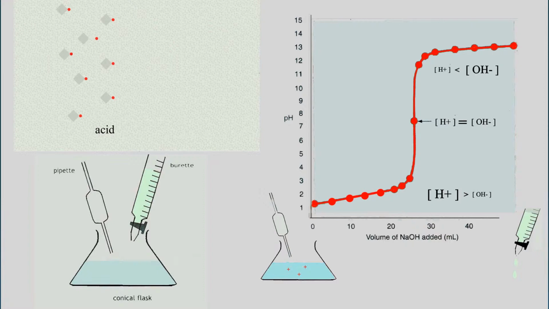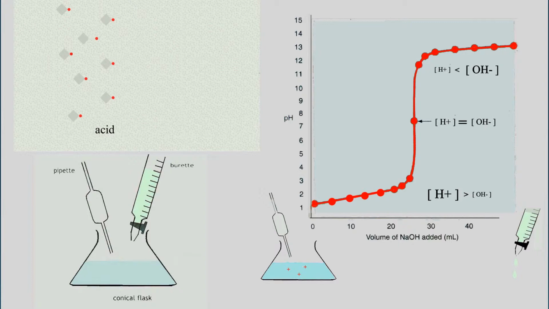The y-axis. What is the y-axis? The y-axis is pH. What is pH? The concentration of H plus ions in solution. So when you put the whole pipette in the conical flask, you will have a high concentration of H plus ions. That is indicated by the pH.